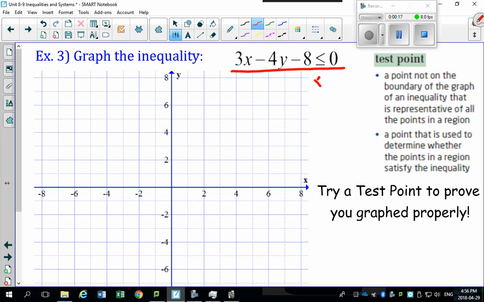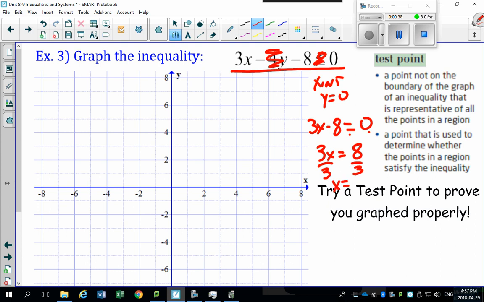So let's do that. X-intercept means y equals 0. So that means this is gone, leaving you 3x minus 8 equals 0. And notice how I changed it to an equals because I don't care about the inequality right now. I just want to find the intercepts. Bring the 8 over. 3x equals positive 8. Divide by 3, divide by 3.